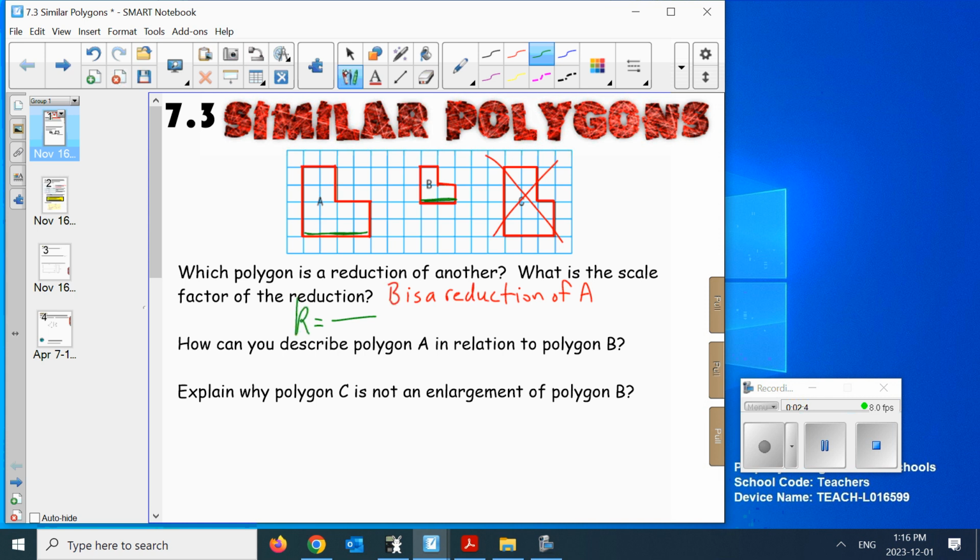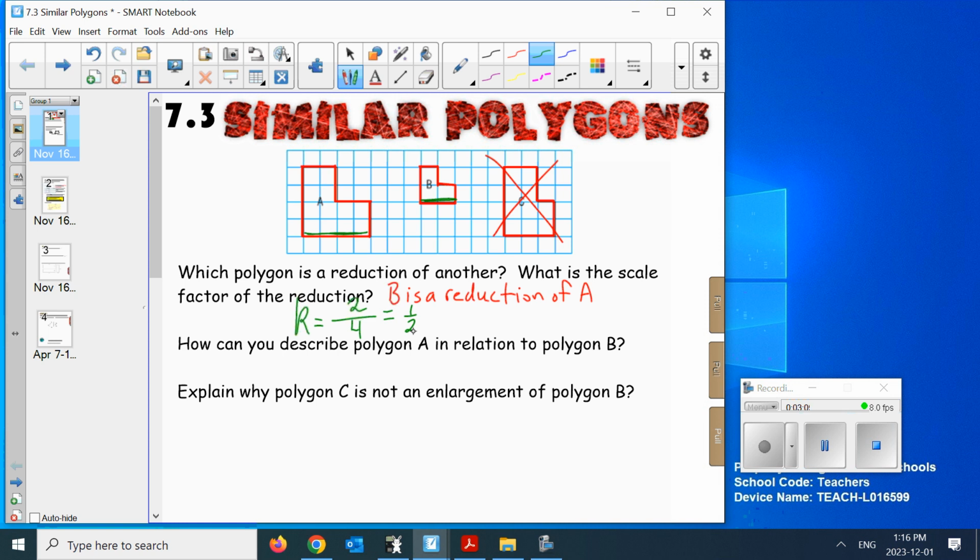So since we're saying that B is a reduction of A, we're going to say B is the scale measurement. So 2 bricks across, 2 spaces across, compared to 4. That's a 1 to 2 or a half. That's the 1/2 scale factor, right? Does that make sense? We've been doing this for a couple of sections. Should know.